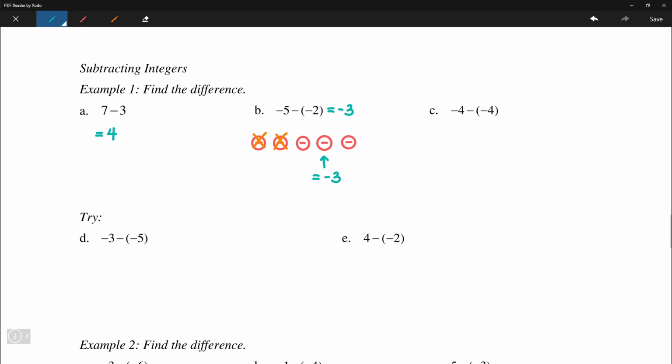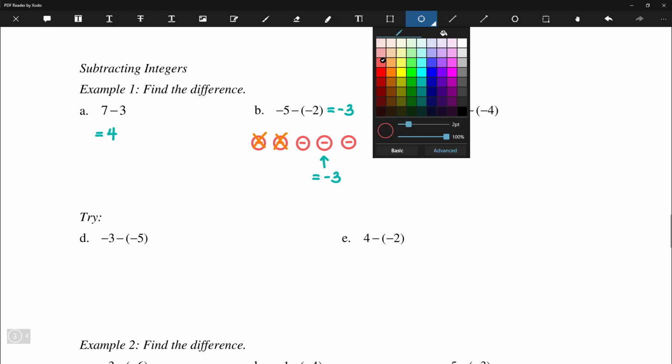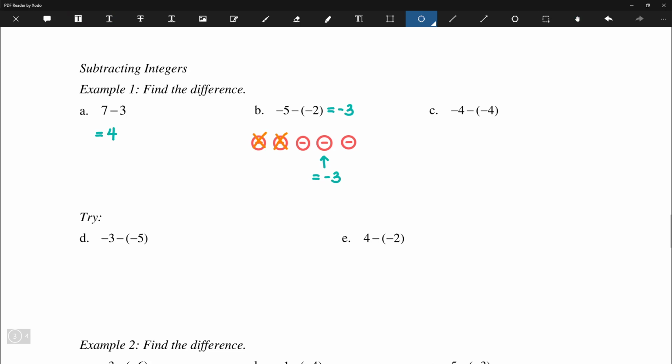Similarly, the next example we have here, negative 4 minus negative 4. Okay, so let's look at how this will work with counters. So we have 4 negative 1 counters for negative 4. And then we're going to take away negative 4, which means we're going to take away all 4 of these negative 1 counters. So they will be gone. And the end result is 0 counters. So we will have 0 as the difference.